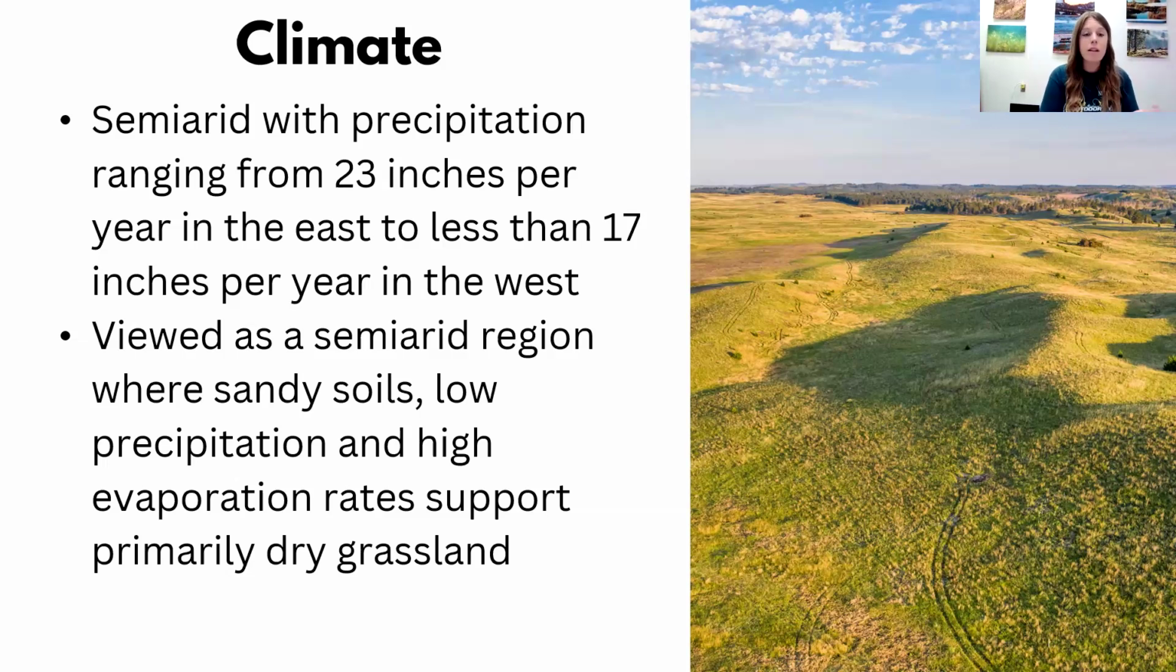It is viewed as a semi-arid region, with very sandy soils, low precipitation, and very high evaporation rates, because they support so many dry grasslands. So this climate makes a very unique area where a lot of plants and animals thrive. And we'll talk a little bit more about what lives here in a second.